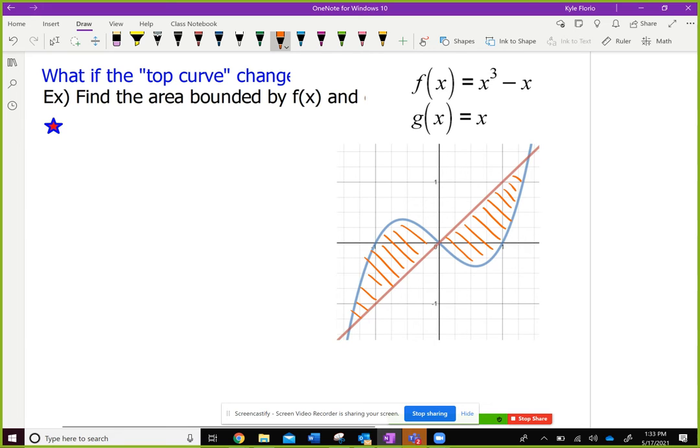But what's happening here is the top function. By the way, which one is the blue one, F or G? Blue is F. Okay, so the top function at first is F. But then once you pass 0, F is now the bottom function, right? So it changes. So how would we account for that change?